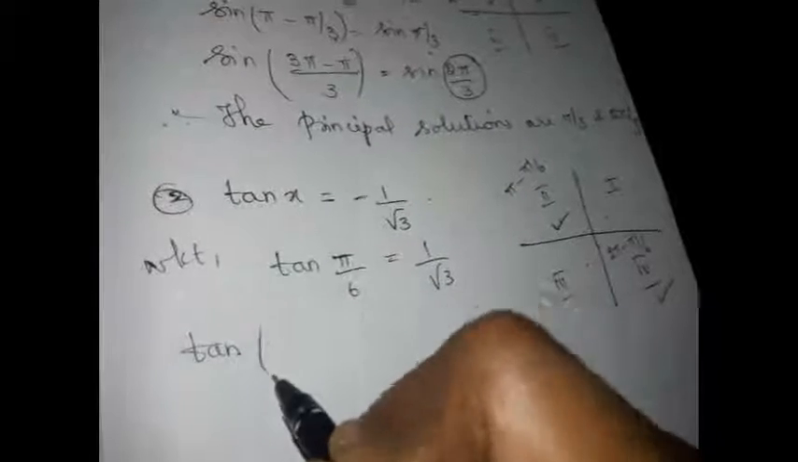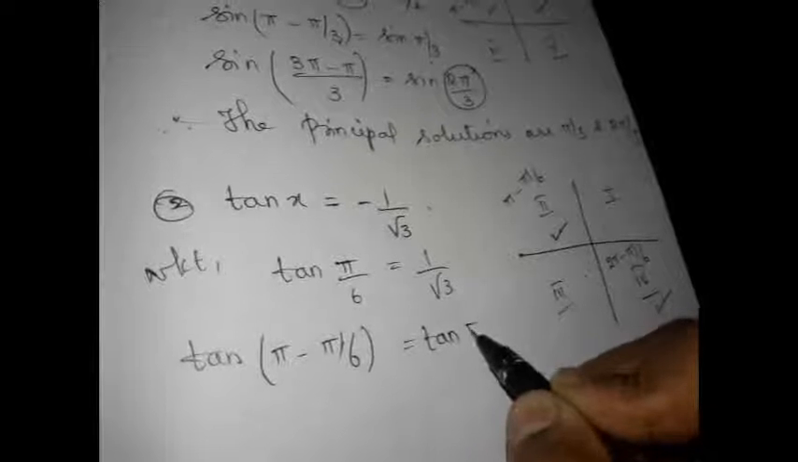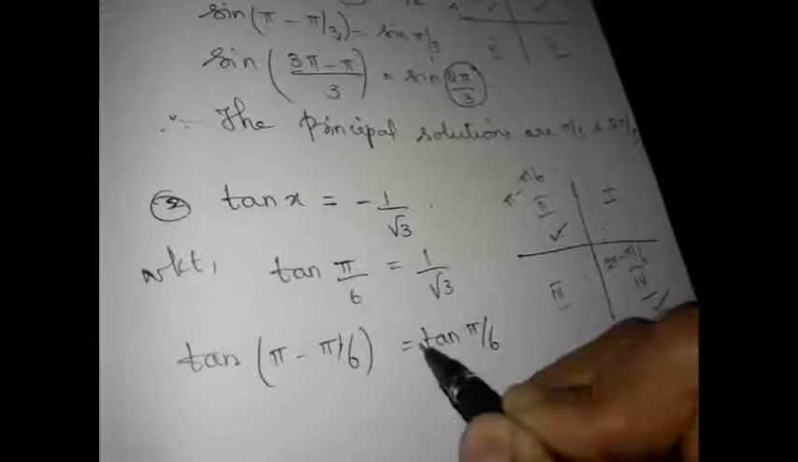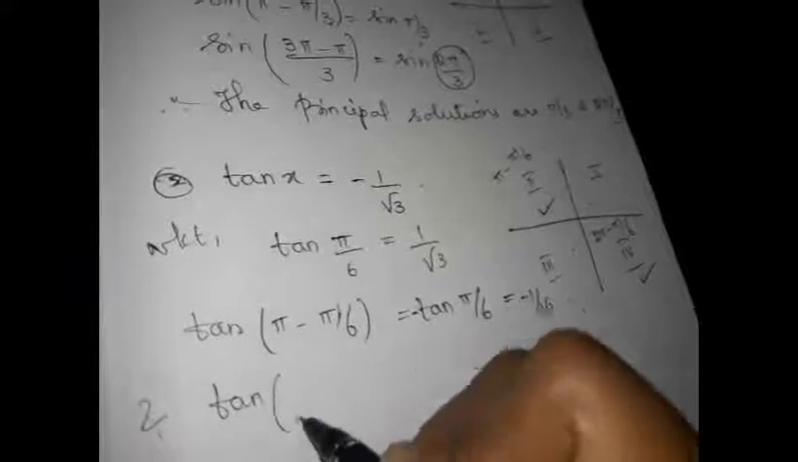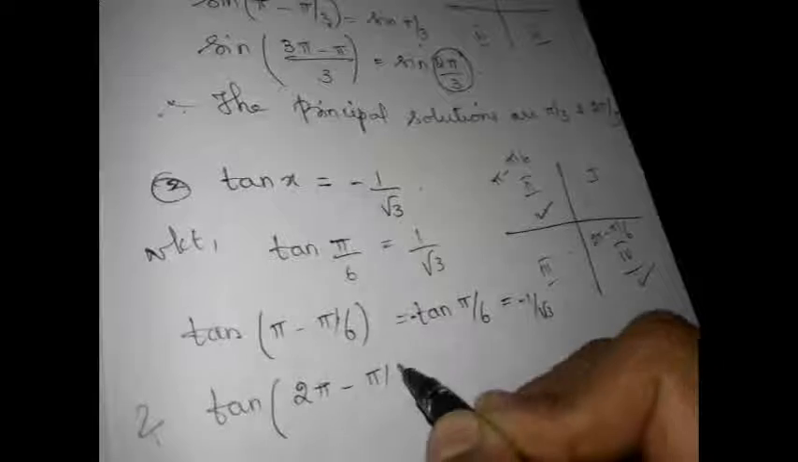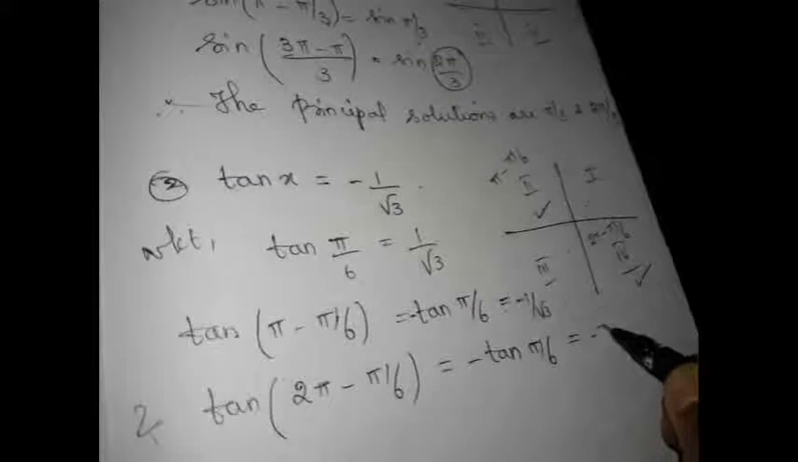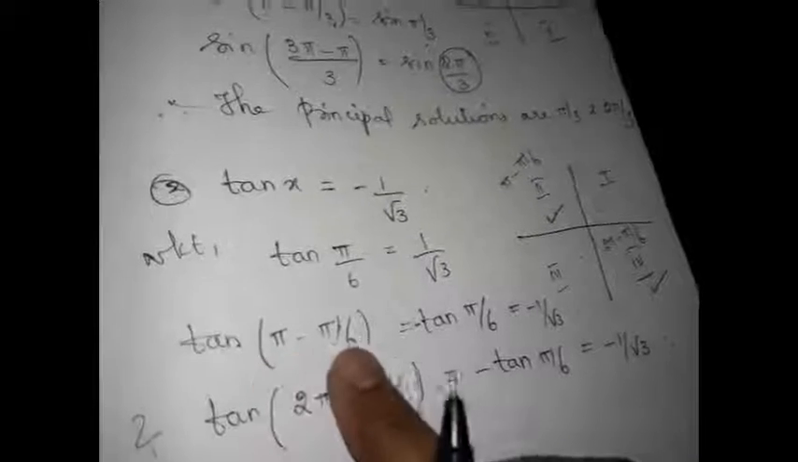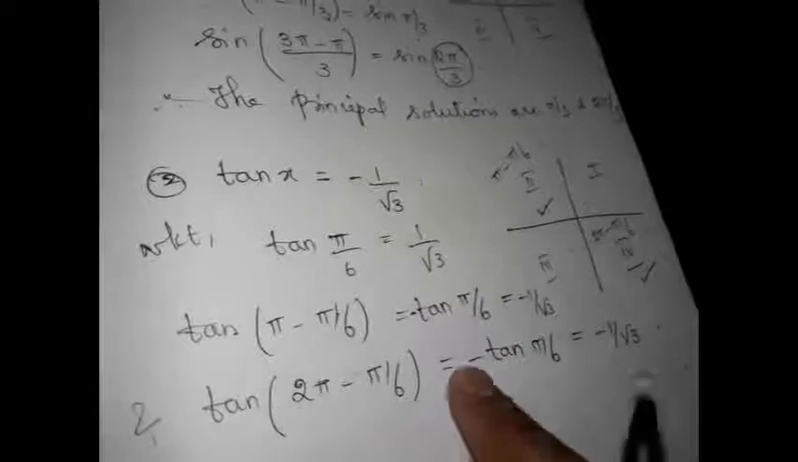So tan of pi minus pi by 6 is minus tan pi by 6, which is nothing but minus 1 by root 3, and tan of 2 pi minus pi by 6 is also minus tan pi by 6, which is also minus 1 by root 3. Because we know tan of pi minus theta is minus tan theta and tan of 2 pi minus theta is minus tan theta according to our conditions.